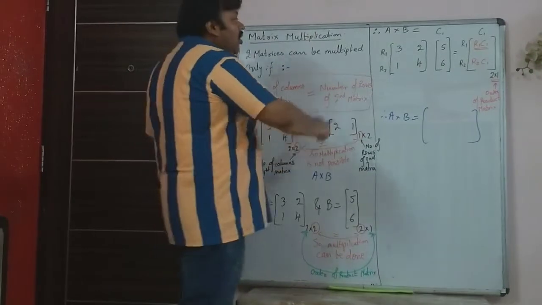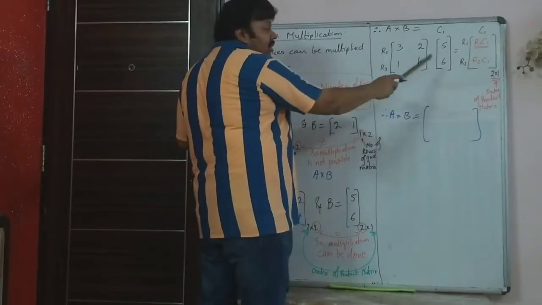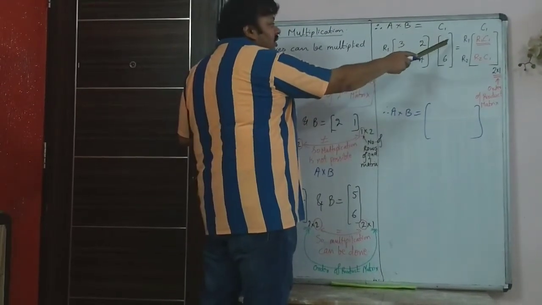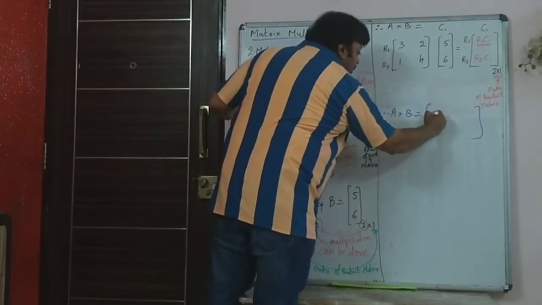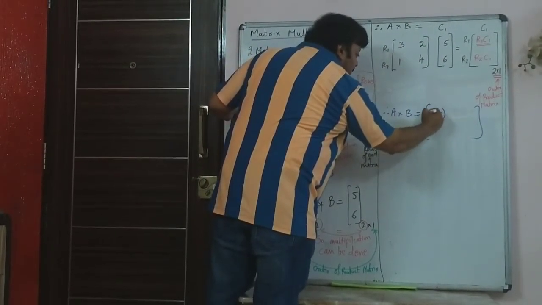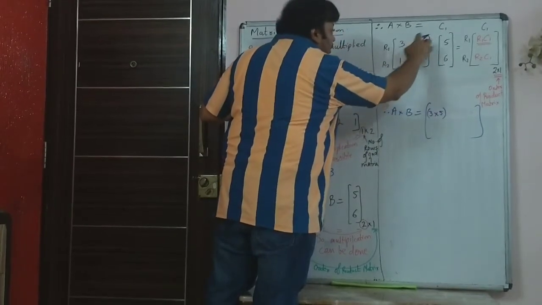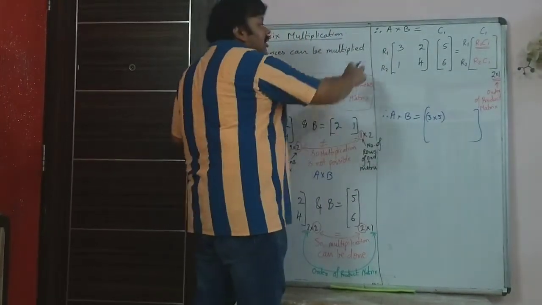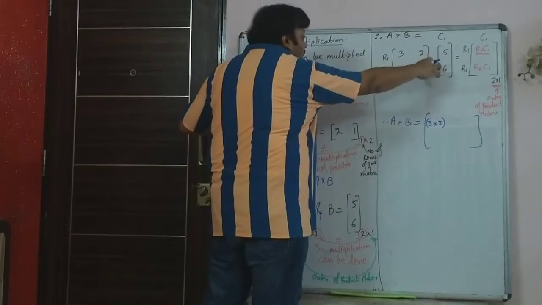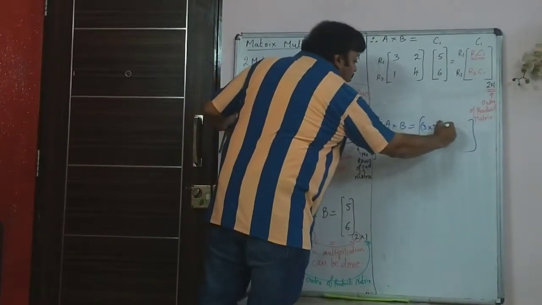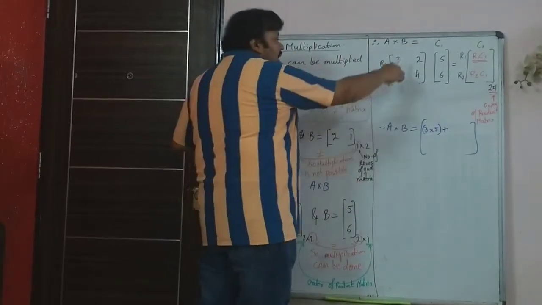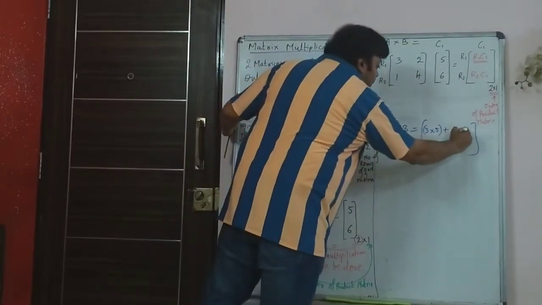So now row 1 with column 1. First element with first element multiplication. So 3 into 5. Row 1 first element, column 1 first element. But row 1 has a second element and column 1 also has a second element. So that has to be added. So you will always put plus and 2 into 6.